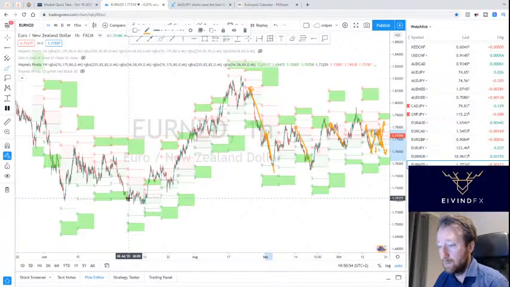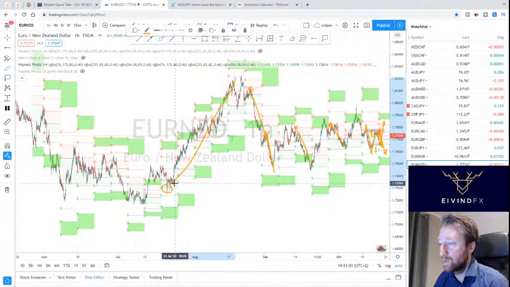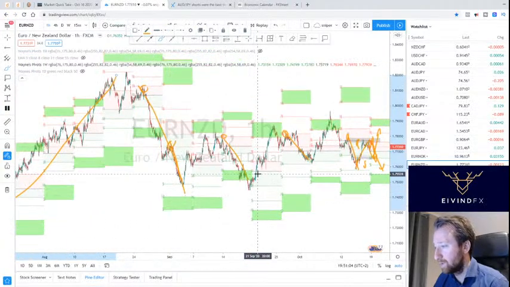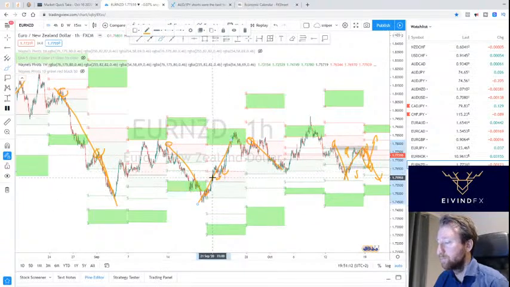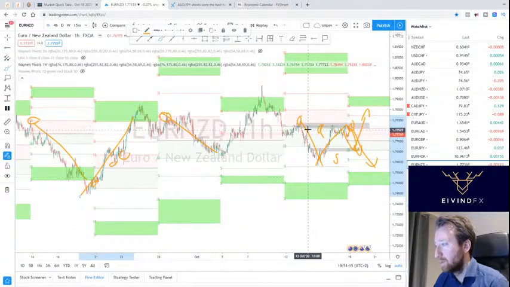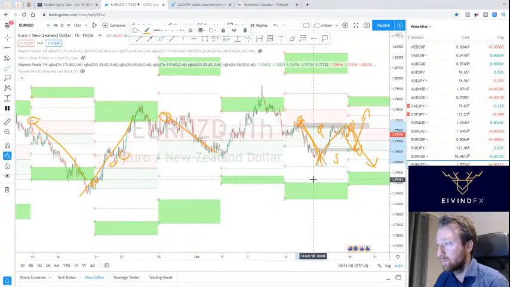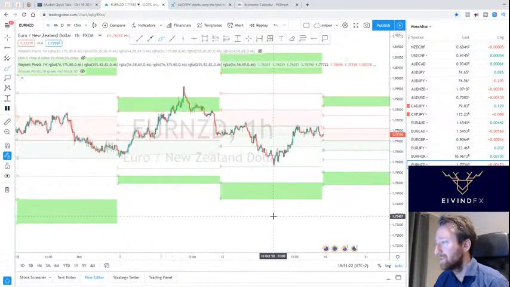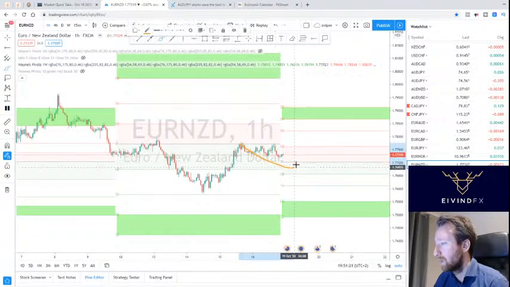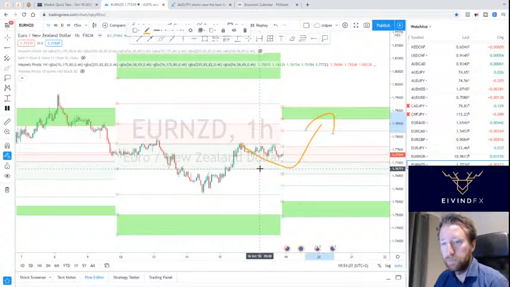And what we did, we bought here and eventually got some profits. We bought here, here, here, and eventually got some profits. And sold here, and eventually got some profits. So it all depends, as long as you are sticking to a bias, having an opinion, then you're all good.